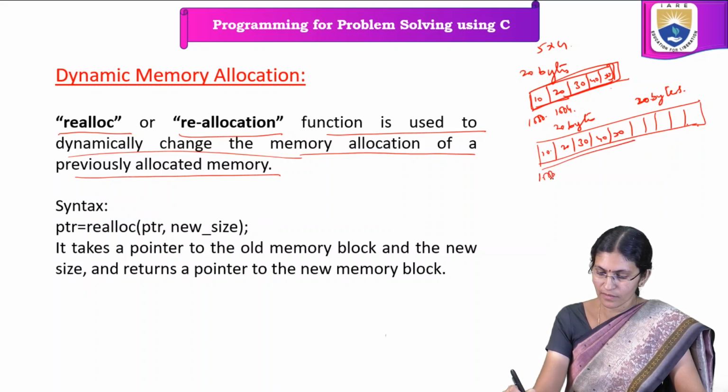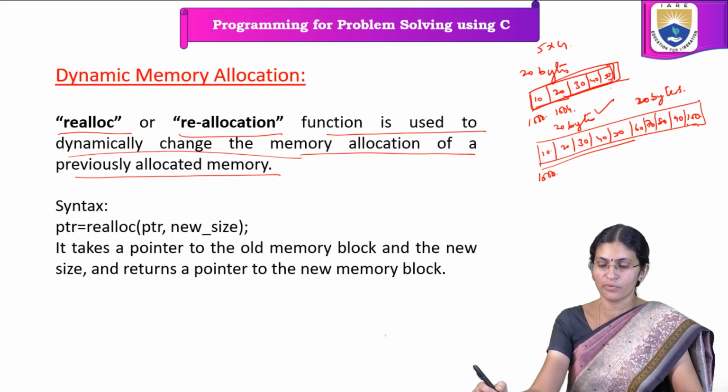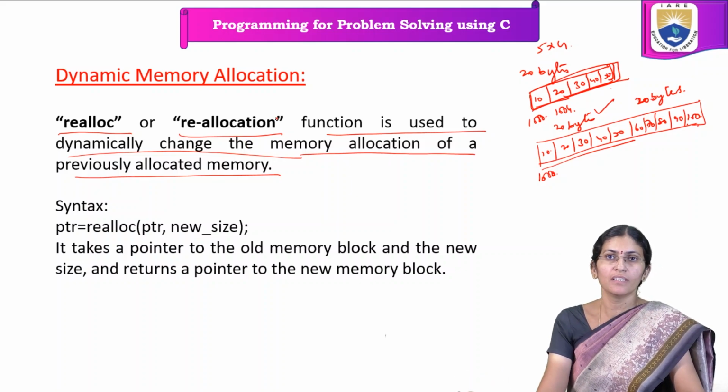Suppose this address is 1000, 50, 60, 70, 80, 90 and 100. Suppose the user already has 20 bytes of memory allocated by using malloc, and if the user requires 20 bytes more memory, then that can be allocated by using the realloc function.